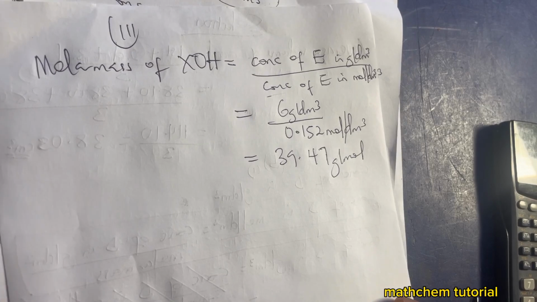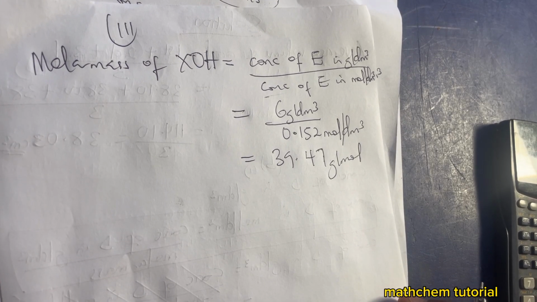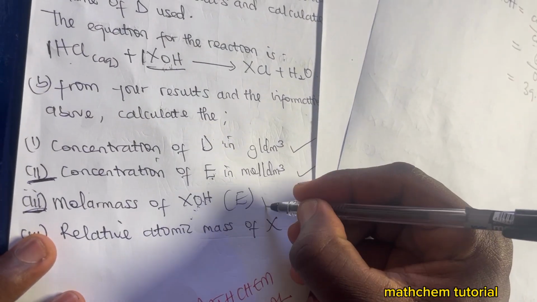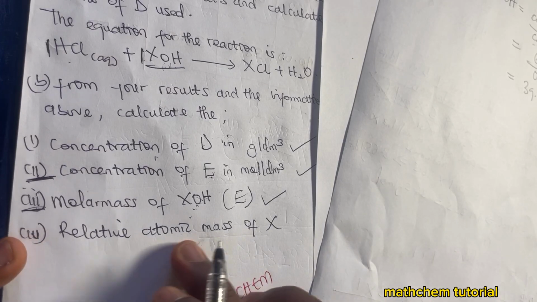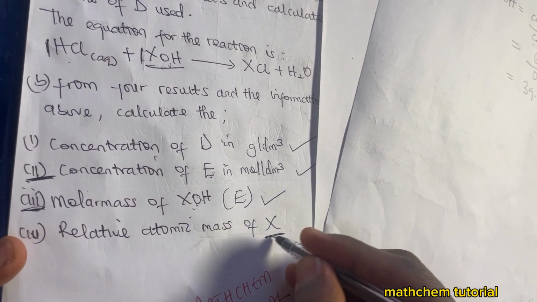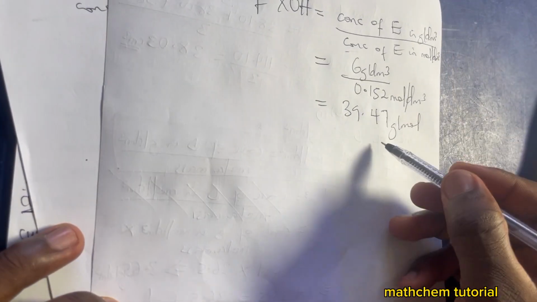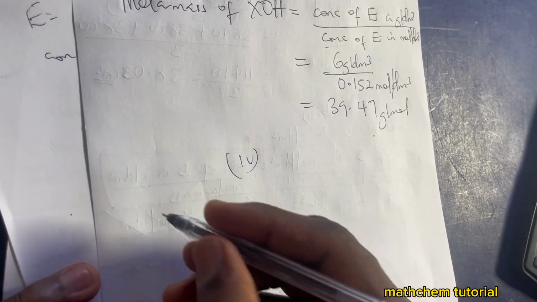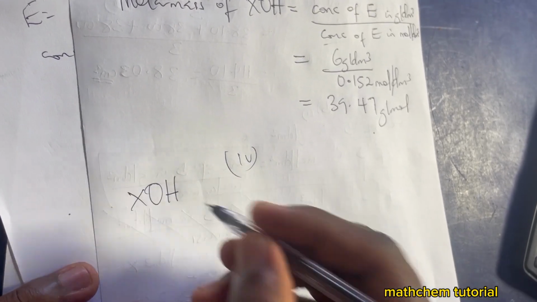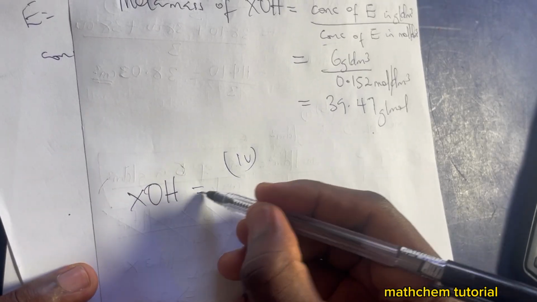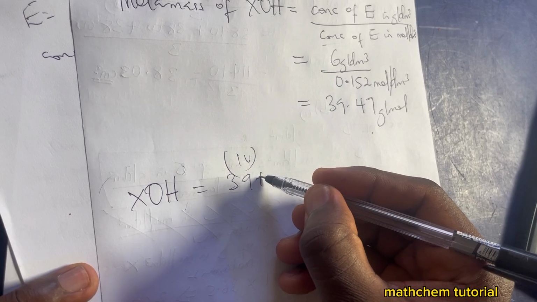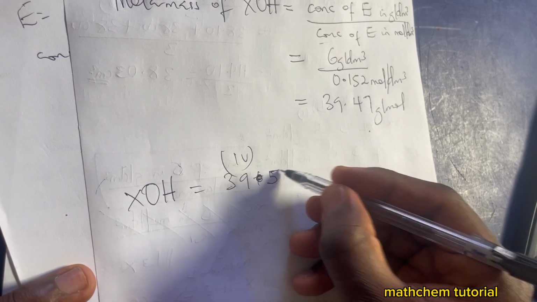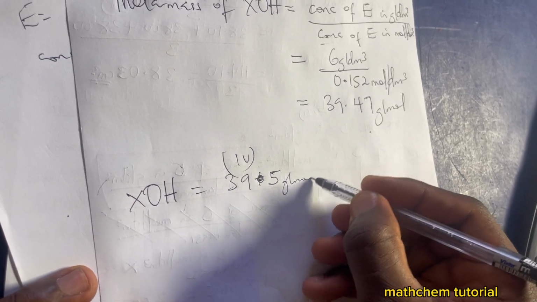Okay, so now after doing that, what is the next thing? I've answered this question like this. So the last question is now the relative atomic mass of X. It is this answer you will now use to get that one. That will be IV. So relative atomic mass of X, is XOH. So the molar mass of this XOH is what? 39 point, let's say 39.5. Let me approximate. 39.5 gram per mole.